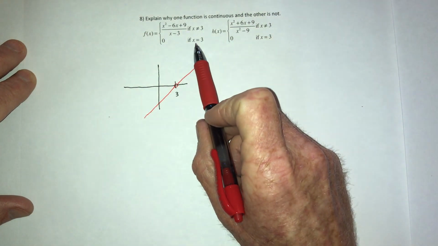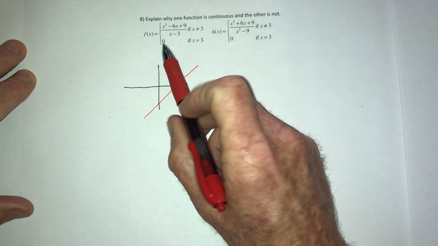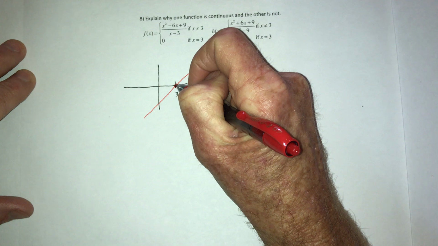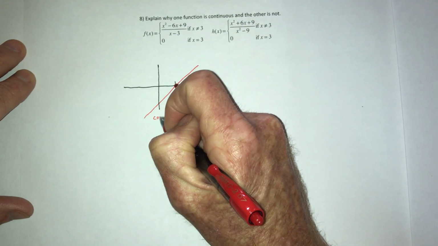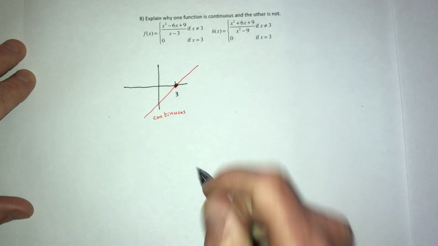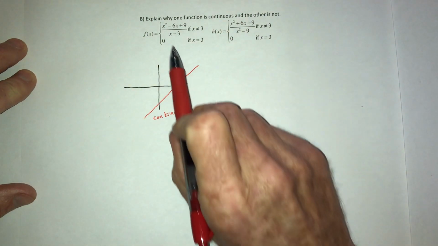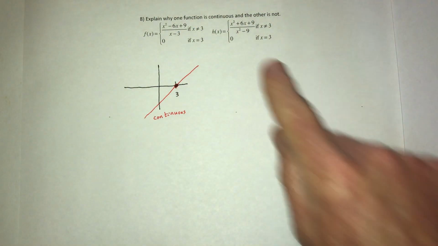Now this part is saying if x equals 3, make the y value 0. So that part actually fills in the hole, and this is continuous. All right, what's the difference between that one and this one? So let's graph this one.